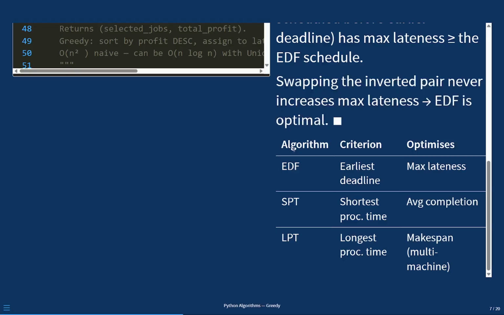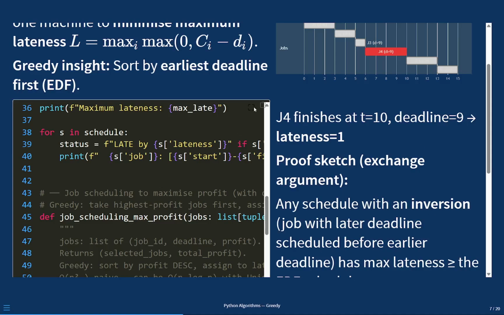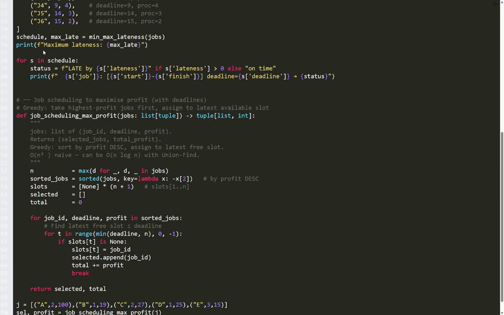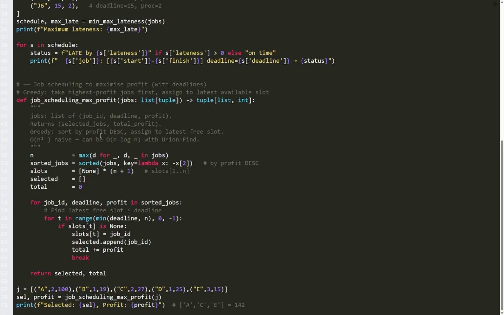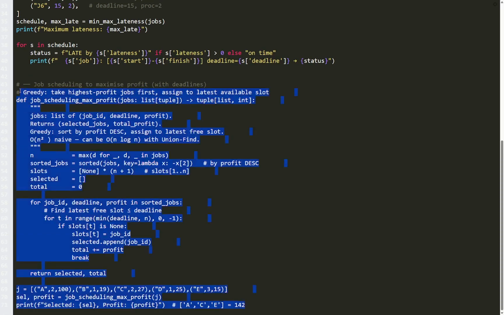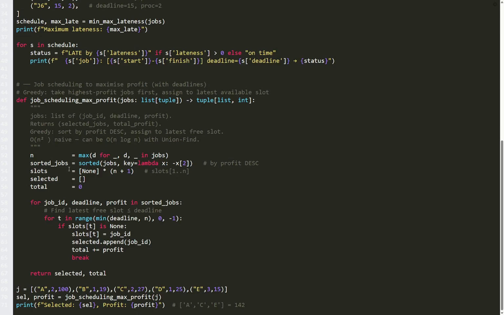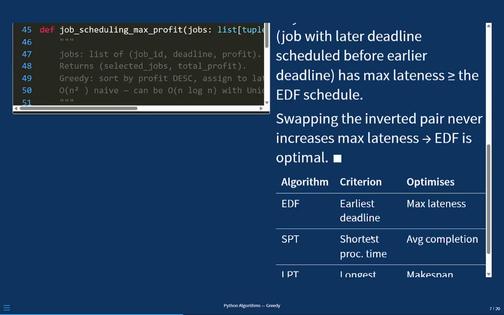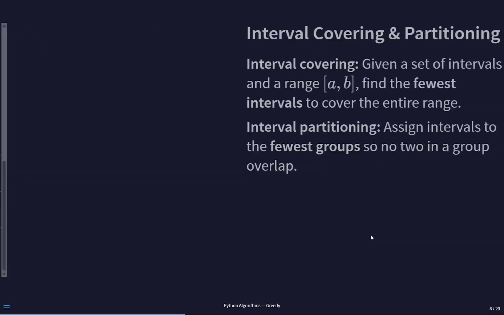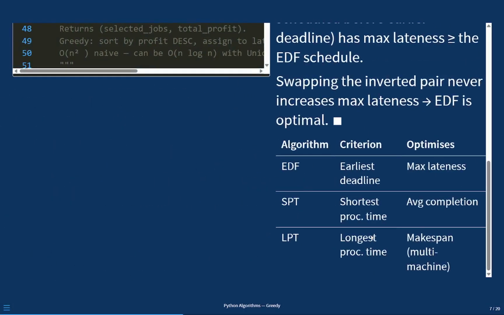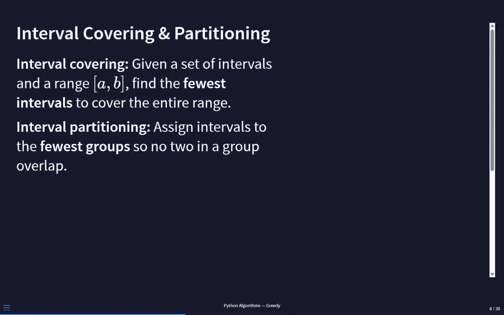The second algorithm, maximize profit with deadlines, is a different flavor. Jobs have profits, and we can only select a subset. Sort by profit descending, highest paying jobs first. For each job, scan backwards from its deadline to find the latest available time slot. This greedy ensures the most valuable jobs always get a slot, if one exists. The union find variant upgrades this to O(n log n) by efficiently tracking the next available slot, but the greedy criterion is identical. Two closely related interval problems, both solved greedily.